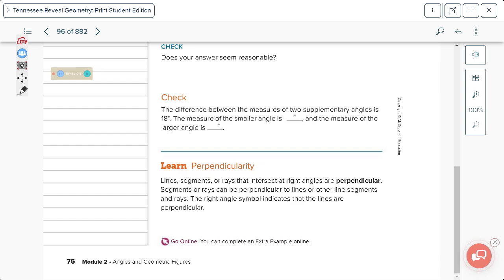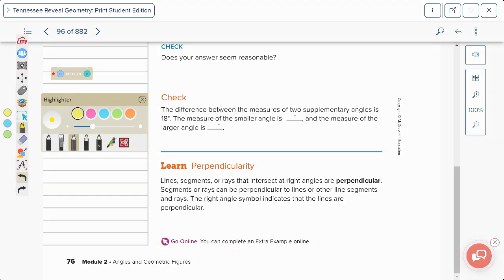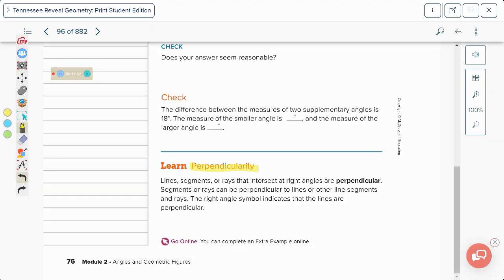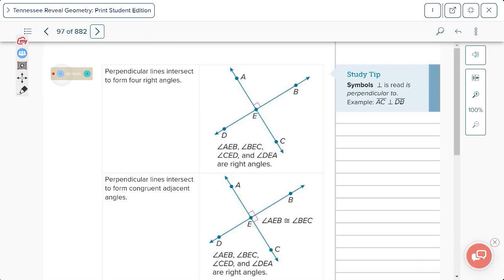Okay, our next thing that we're going to learn is that term, I got tongue-tied there. Perpendicularity, or perpendicular lines, okay? So it says lines, segments, or rays that intersect at right angles. Those are considered perpendicular lines. So if I have a perfectly vertical line and a perfectly horizontal line, those two lines will meet at 90 degrees, and we call those perpendicular lines. Okay, so let's turn to the next page and see some examples with that.